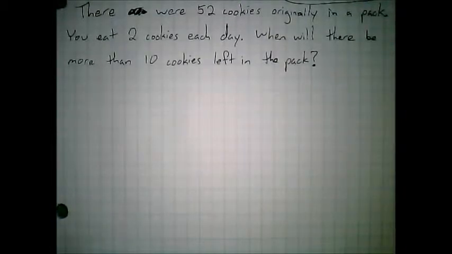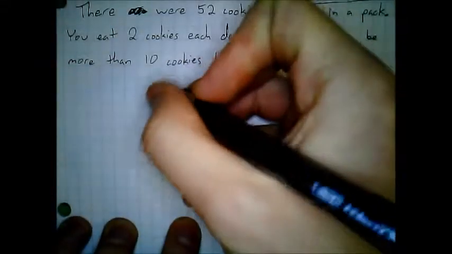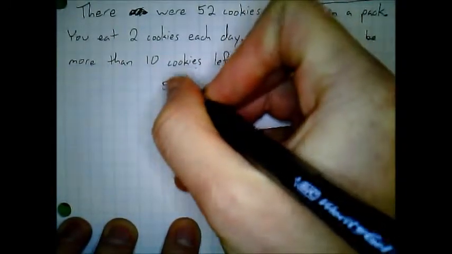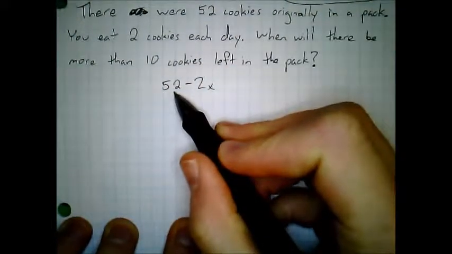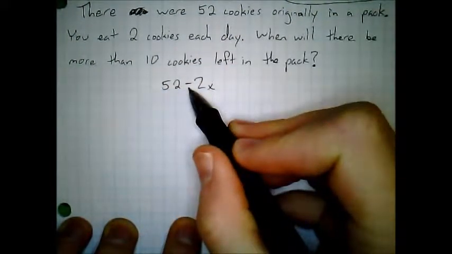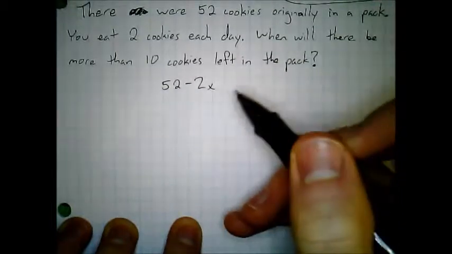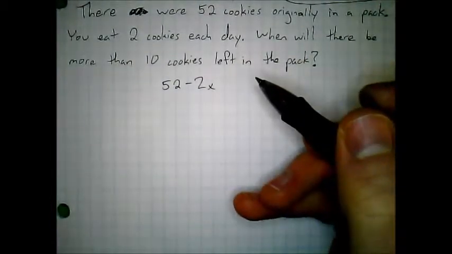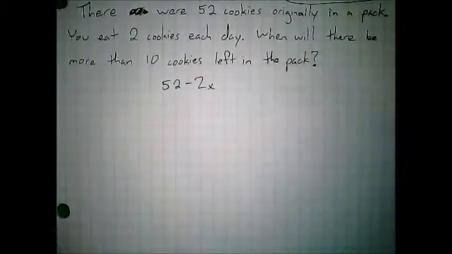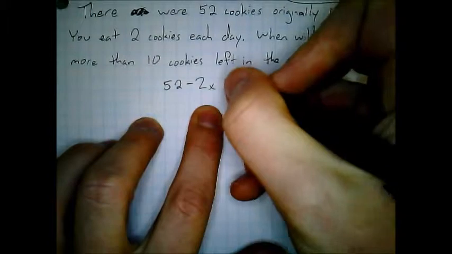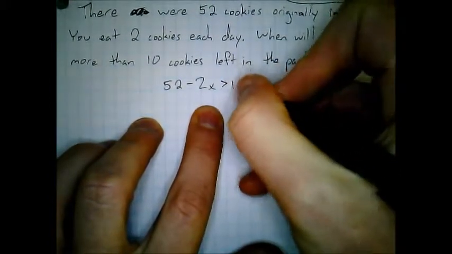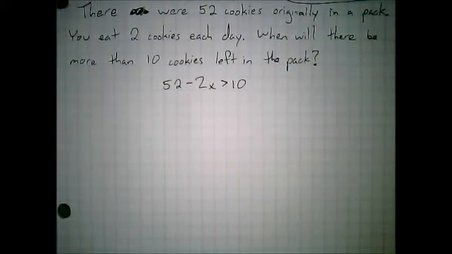So let's try and follow this same process. Our simple expression is 52 minus 2x. We have 52 cookies originally in the pack, and we eat, so we subtract 2 cookies every day. If you wrote this down, great. If you didn't, let's just follow along with how we do it algebraically now. So we have 52 minus 2x. We want to know, when is there going to be more than 10 cookies left in the pack?